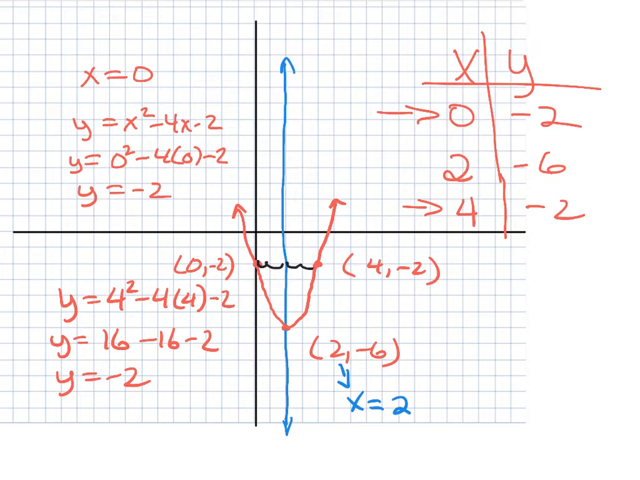So you can connect them and make the U shape. Now, also, on the quiz, they're going to give you an equation. You're going to be asked to find the vertex. You're going to be asked to find the axis of symmetry. You're going to be asked to find the y-intercept, the x-intercepts, if it's a maximum or a minimum. And it's also going to ask for the domain and the range.